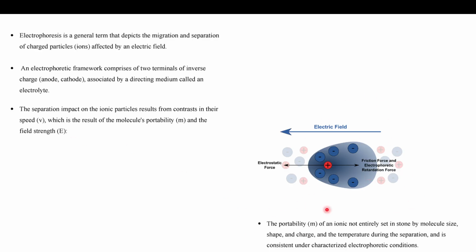Okay, so if this is the electric field, also while moving during electrophoresis, when your sample is moving, there is definitely the electrostatic force due to the electric field. Also there's a viscous drag on the opposite side faced by the molecule in question, the sample that we have loaded on the gel. So the mobility, mu, of an ion is determined by molecular size, shape and charge, and the temperature during the separation, and it is consistent under the characterized electrophoretic conditions.